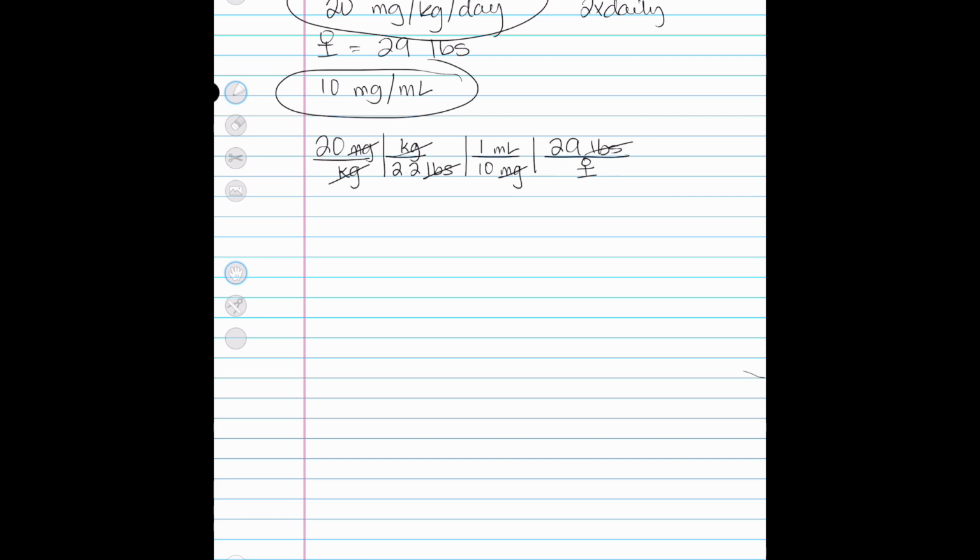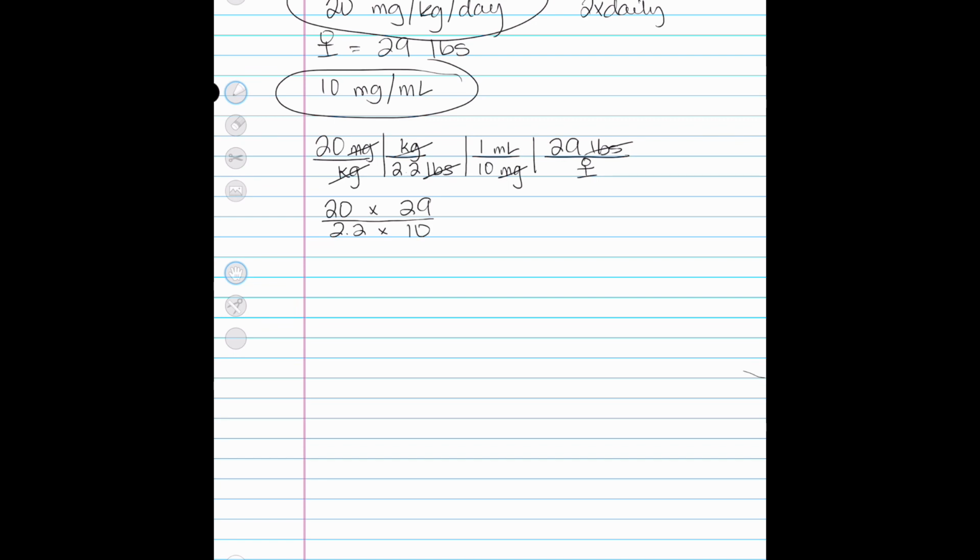So here we're getting rid of milligrams and kilograms. We're keeping them as they are. We're getting rid of pounds. And our equation becomes 20 times 29 divided by 2.2. Now, there's a reason why I did not include the ones in here. Oh, of course, I should probably put the whole thing: 2.2 times 10.